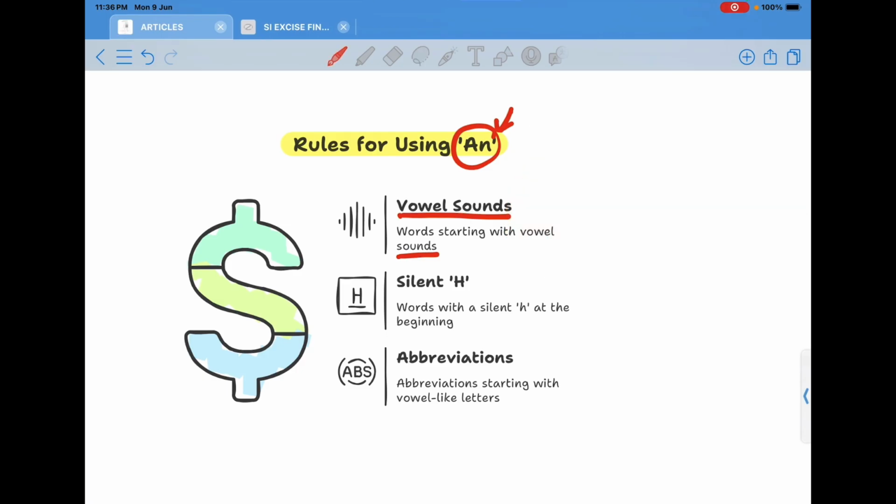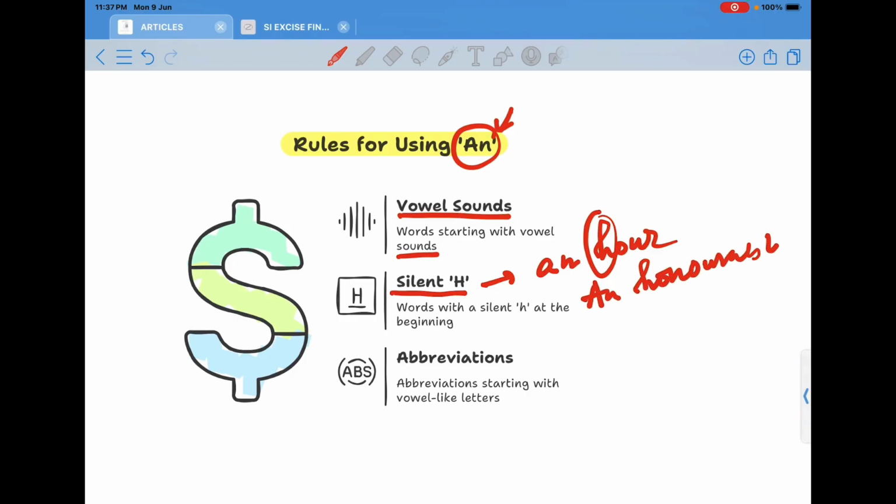An is used when there is a silent h, basically before words beginning with silent H. For example, an hour. Okay, here H is almost silent. Next, an honorable man. Okay. Then an honest man. Okay, these are the different examples.